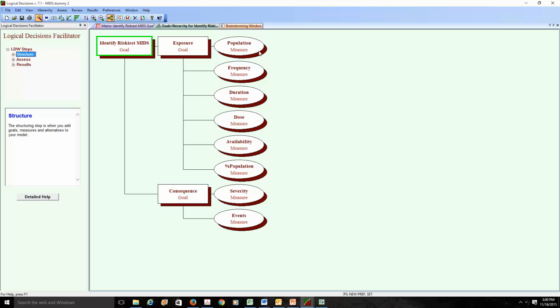When it got to exposure, we said the criteria we would use would be the population, the number of people using a particular combination, the frequency with which they used it, the duration of time over which they consumed this combination, the size of the dose, the availability of the combination, and the percent of this population that actually takes that dose. So we had 8 different criteria that were used.